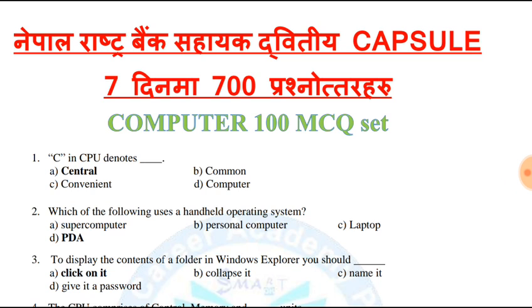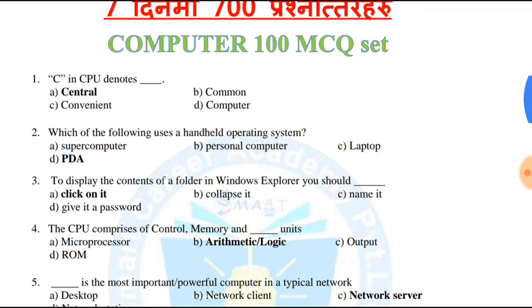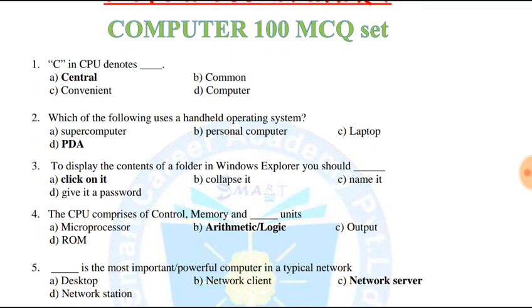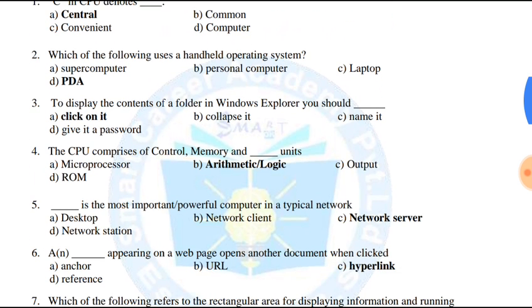The next question is, to display the contents of a folder in Windows Explorer, you should click on it. The next question is, the CPU comprises of control, memory, and arithmetic logic units. The next question is, network server is the most important or powerful computer in a typical network. The next question is, a hyperlink appearing on a web page opens another document when clicked.